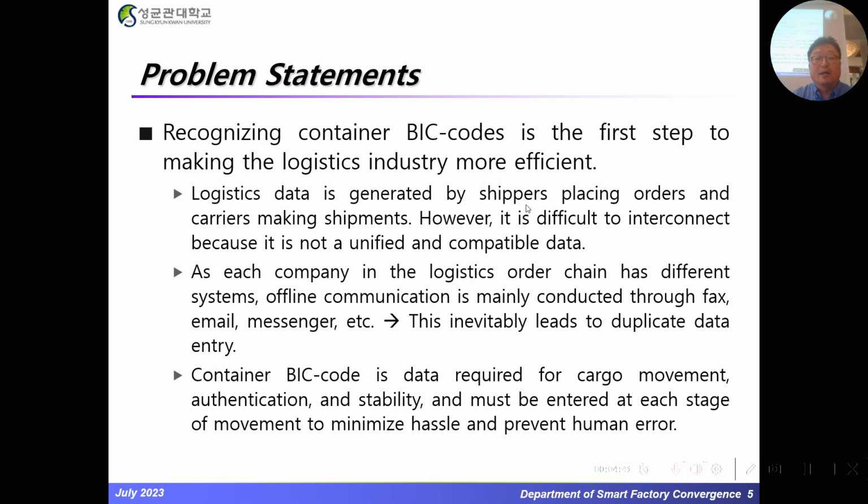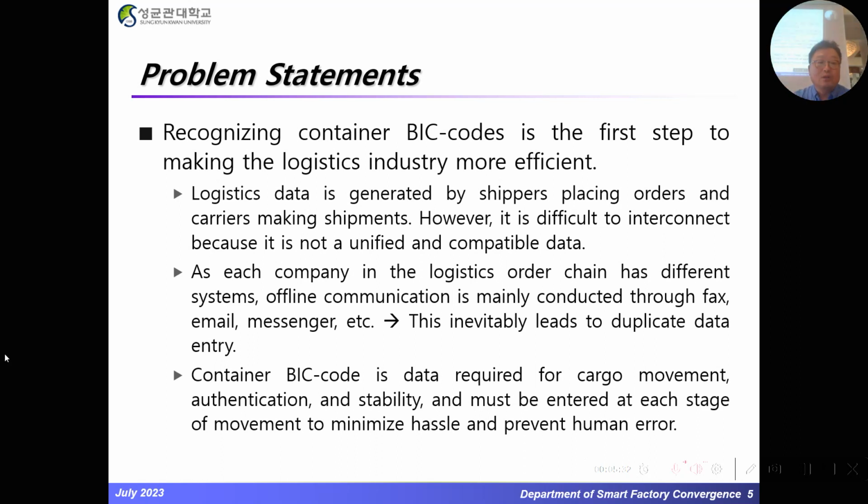Logistics data is generated by the shipper placing an order and the carrier making a shipment. However, it is difficult to interconnect because the data is not unified or comparable, as each company in the logistics chain has a different system. As I explained, offline communication is mainly conducted through fax. Many companies don't accept IT technology, so they still use fax, email, and messages. This eventually leads to duplicated data entries, meaning the container is not managed or controlled.